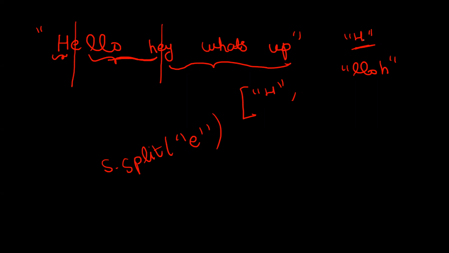So at the 0th index, you will have this string. At index number 1, you will have LLO space H. At index number 2, you will have Y space what's up. Okay. E has been chopped off, right? E has been removed. You have split at E.